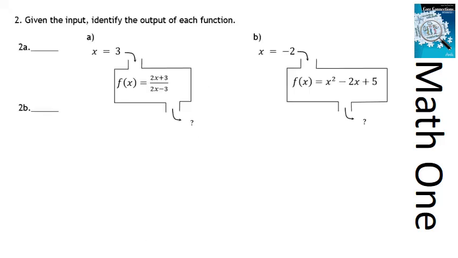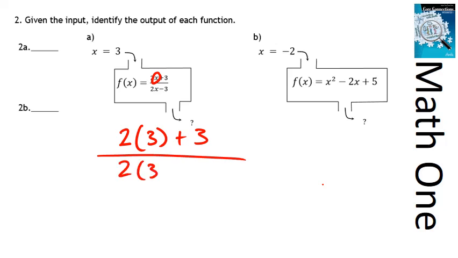So in question 2, we're going to go ahead and plug in that x is 3. So notice how I use the parentheses here. I write 2 times 3. That's the value of x. You can see I've just plugged that in there. So 2 times 3 and then plus 3, that's the numerator, divided by 2 times 3 and then this time minus 3.